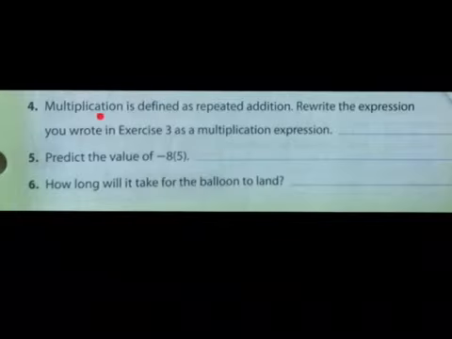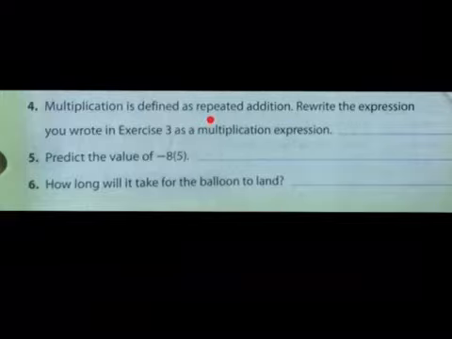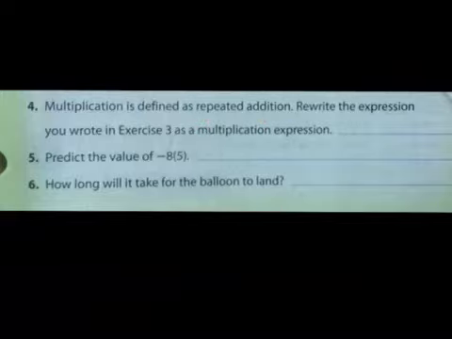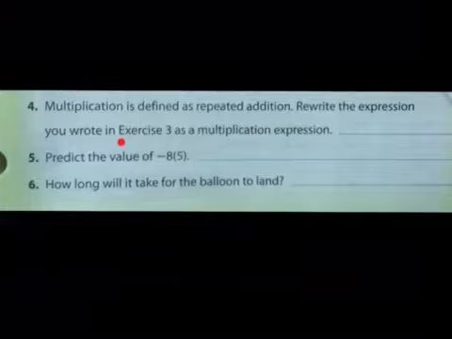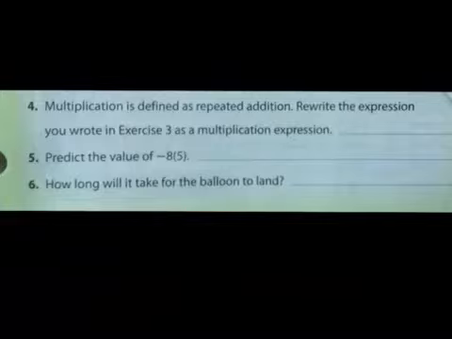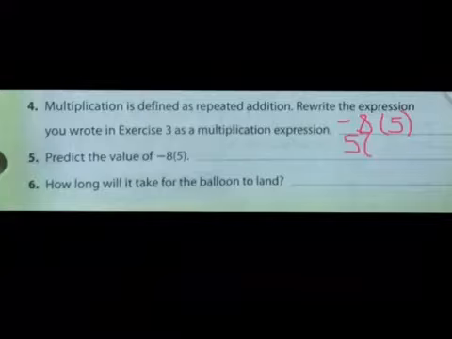Number 4. Multiplication is defined as repeated addition. It really is. Or we're counting by those multiples. Rewrite the expression we wrote in exercise 3 as a multiplication expression. We all know that it's going by negative 8, how many times? 5 times. Or we can simply say 5 will repeat, or 5 times negative 8.